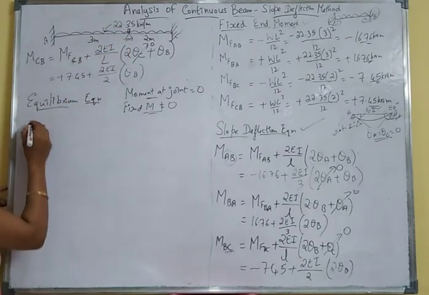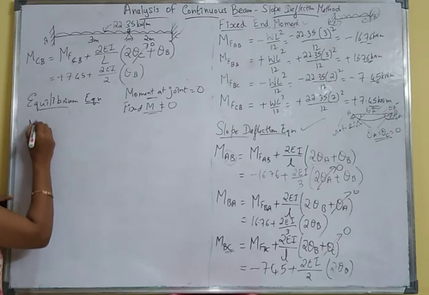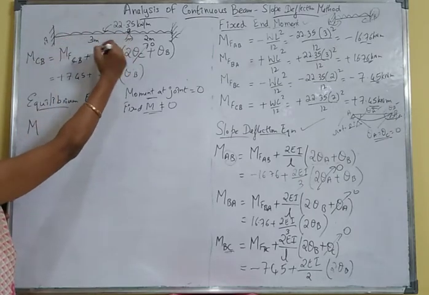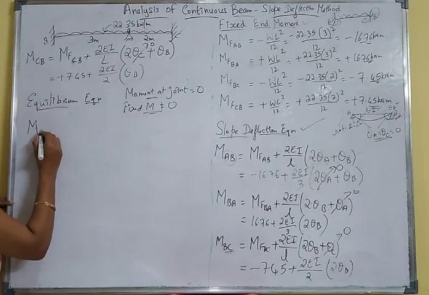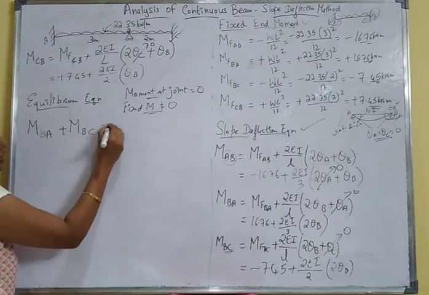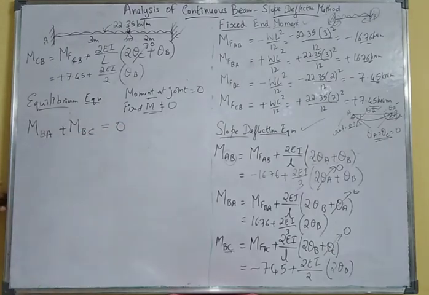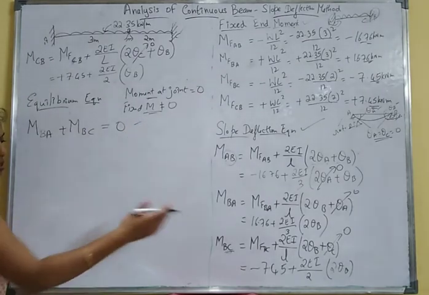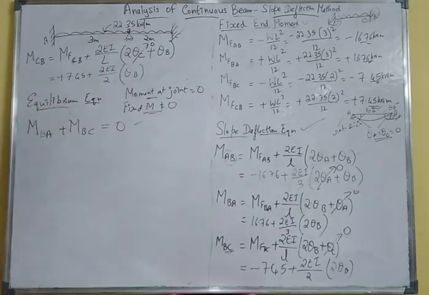So the moment at point B is 0. See the moments that are acting: MBA and MBC. So MBA plus MBC is equal to 0. This is your equation, because there is only one unknown, so you have only one equilibrium equation. Suppose there are two unknowns, you will have two equilibrium equations. Based upon how many unknowns there are, you will have that number of equilibrium equations.